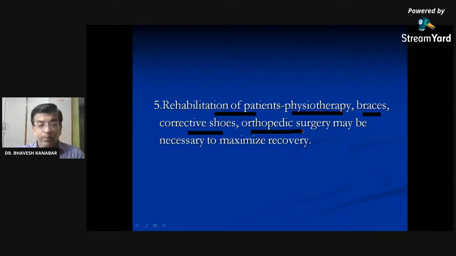Orthopedic surgery may also be necessary to maximize the recovery. So in older children, before the elimination, who have already developed poliomyelitis, right? In that also orthopedic surgeries are being carried out to correct the paralysis.